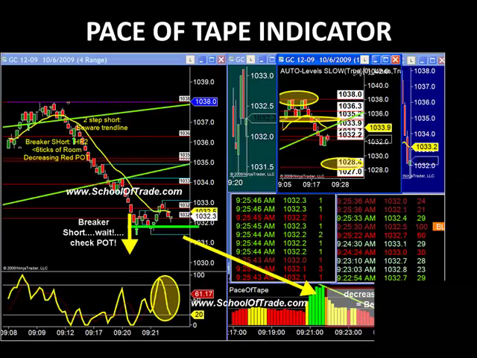Now, we started our morning off at 3 a.m., very slow and sluggish. We had to wait until about 8:30, 8:45 to really see some volume come into this market this morning.